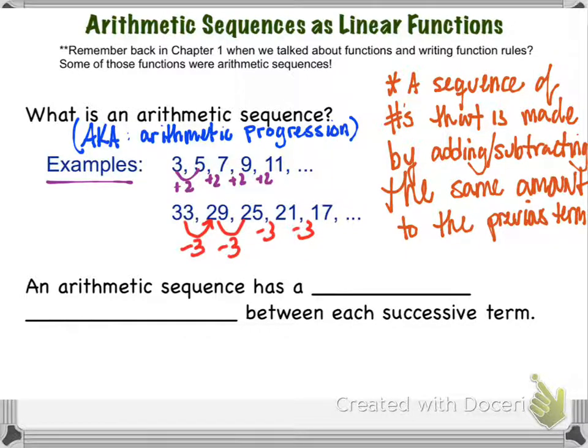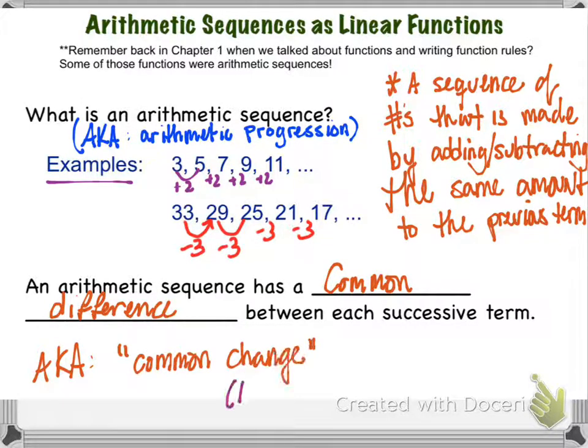So that plus 2 or that negative 3 is called the common difference. That may also be called the common change. So think common change, that's like our rate of change. So the common change or common difference is going to be the rate of change, or the slope, for the equation that models this sequence.